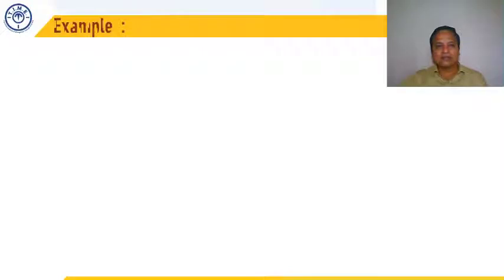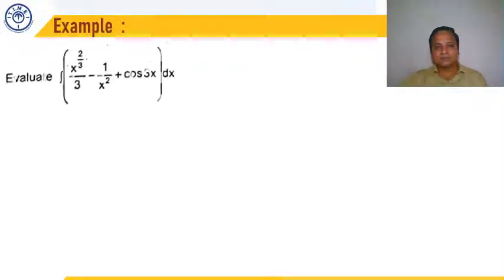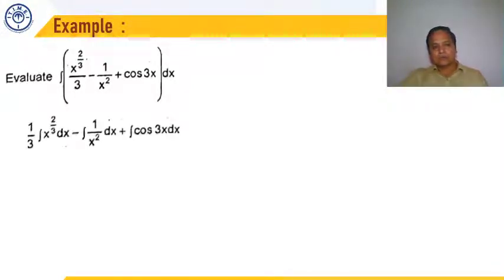Now, let's take an example for that. Suppose we want to integrate this expression, x to the power 2 by 3 upon 3 minus 1 by x square plus cos 3x, with respect to dx. We want to integrate this expression. So what we do? We divide this into three different integrals.